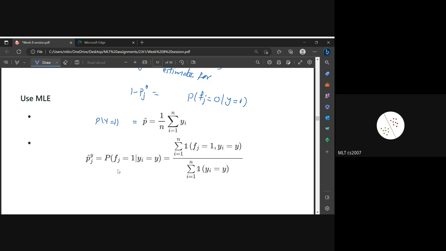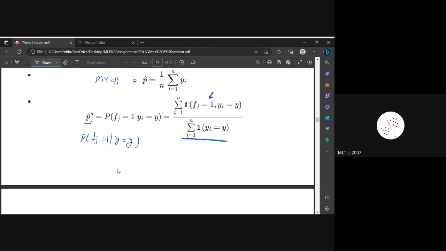It's just the ratio of how many data points belong to class 1 and how many data points belong to class 0, right? And similarly, this is the estimate for the probability of the jth feature taking value 1 given y equal to y. Again, you choose only those data points where the label is y. Out of those, you count the data points where the feature value is 1, and take the ratio. So that will be the estimate for these probabilities, right?